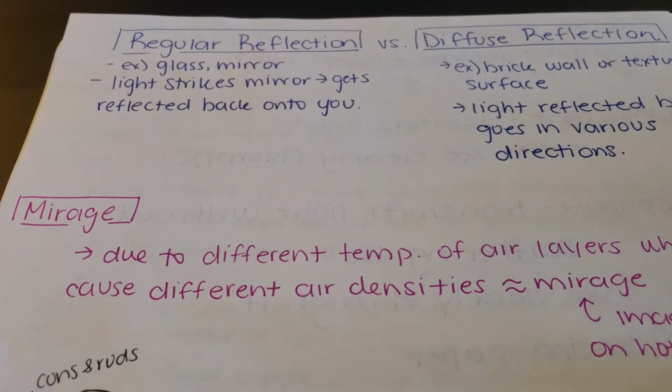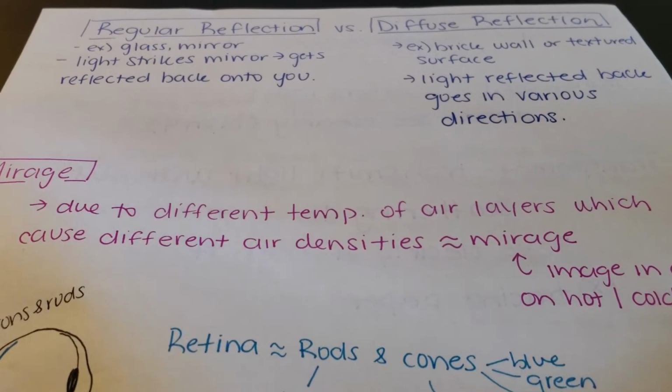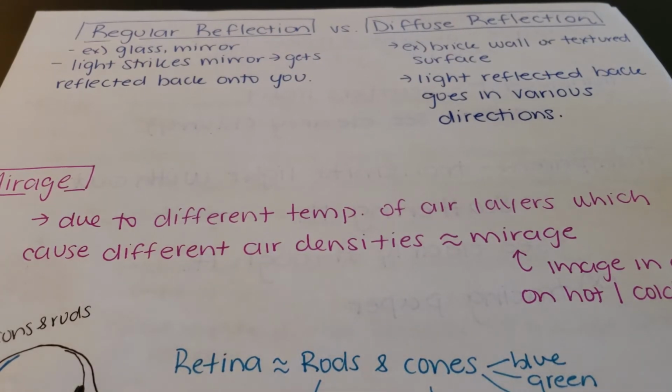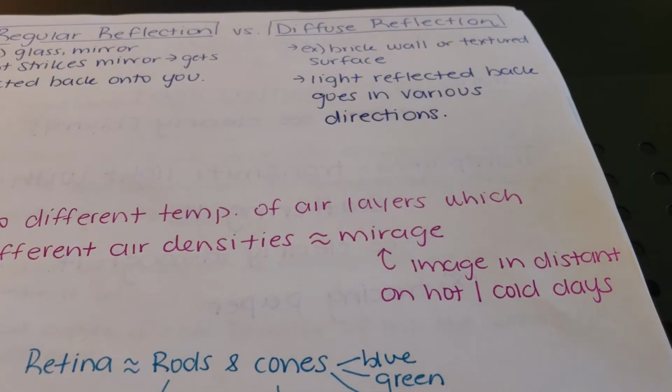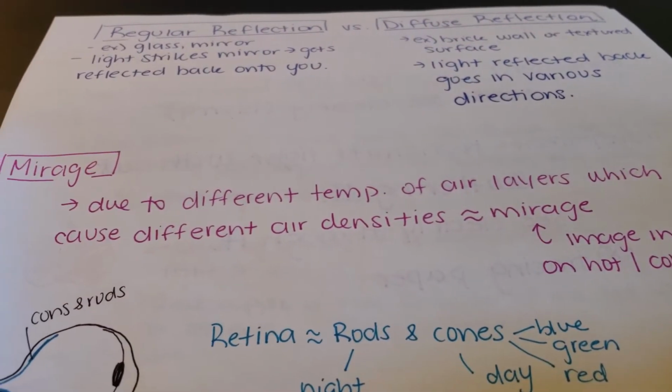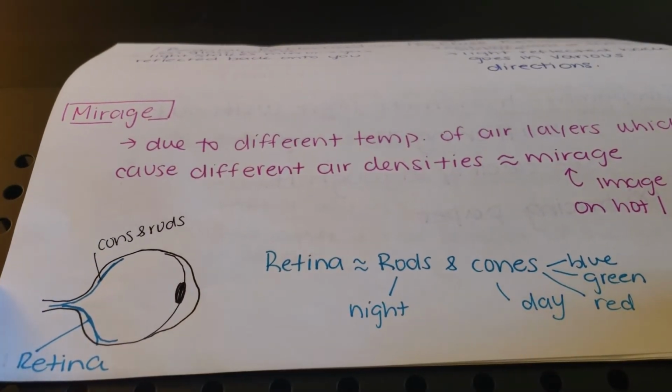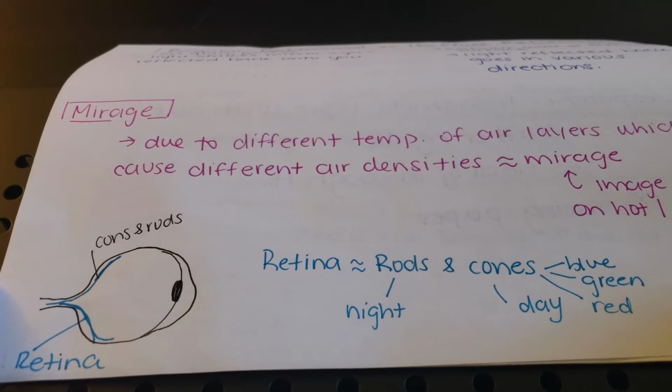Basically what's happening is that you have different temperatures of the air layer. On a hot day, the air closer to the road is super hot versus the air on top of it, which is a little bit cooler. Or on a cool day, like in the winter, you have the road surface being a lot colder than the air on top of it. And because of the different air layers and the different densities that these airs have, you are able to create a mirage, which is basically you're able to see a reflection of an image in the distance in these various different types of temperatures.